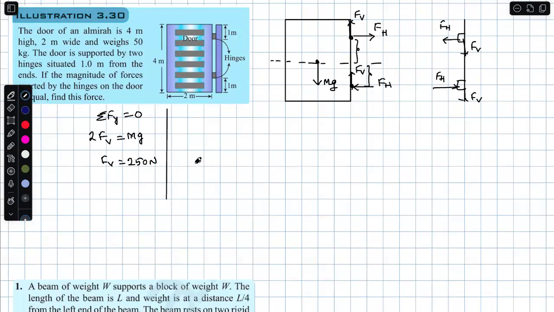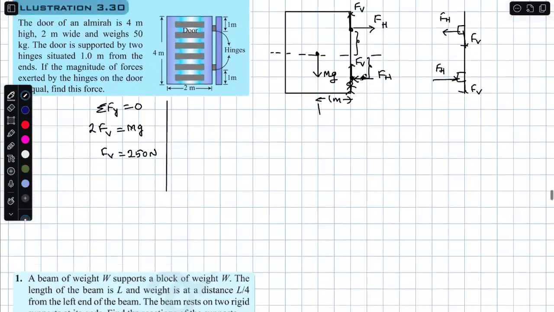Next, rotational equilibrium is what you want. For rotational equilibrium, you take one such point here. That is better. Why? All the F vertical forces do not contribute any torque, and this FH will not contribute any torque. So the torque contributing factors are one, the weight, the other, FH. Now you know this is 1 meter. And from here, the hinges are separated by how much distance? Is it given in the question? 1 meter, 1 meter. So 2 meters.